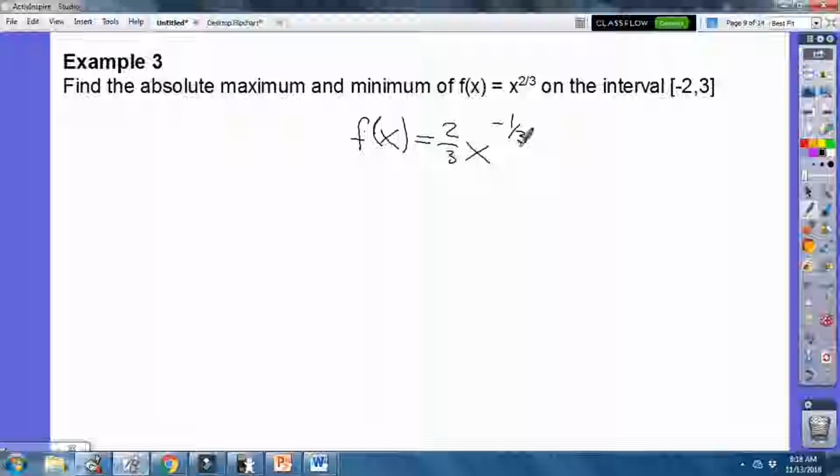So I want to find when does that equal 0. When does f prime equal 0? So I have 0 equals 2/3 x to the -1/3 power. Actually, let's rewrite that.